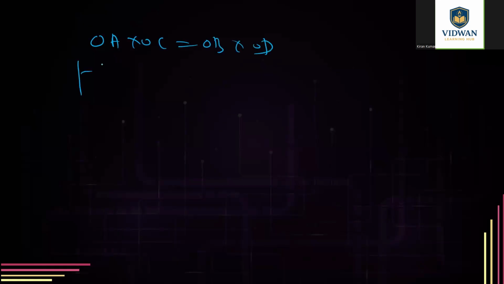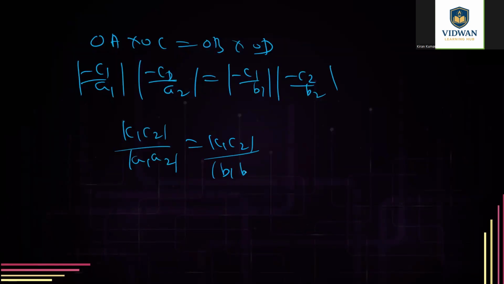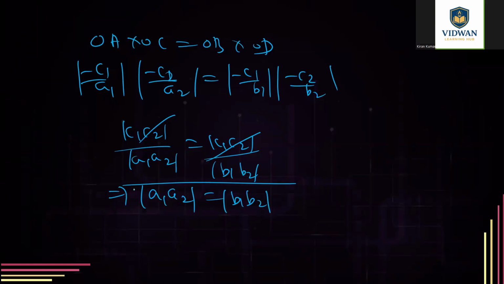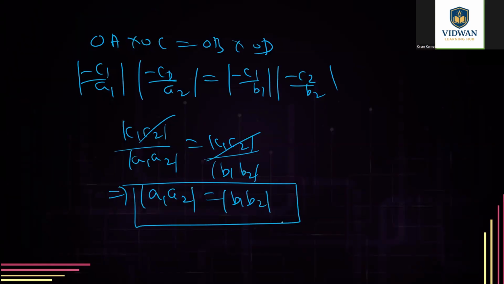OA value we got minus C1 by A1 in modulus, and this value we got minus C2 by A2. This one is minus C1 by B1 and minus C2 by B2. So you see that both sides mod is there, minus sign will get removed, you will get mod of C1 C2 by mod of A1 A2 equal to mod of C1 C2 by mod of B1 B2. You can cancel out mod of C1 C2 and this will give you mod of A1 A2 equal to modulus of B1 B2. So this is a condition for concyclic points. So all this we did a derivation, but whenever they give two equations and ask the condition for concyclic points, straight away we can use this mod of A1 A2 equal to mod of B1 B2.